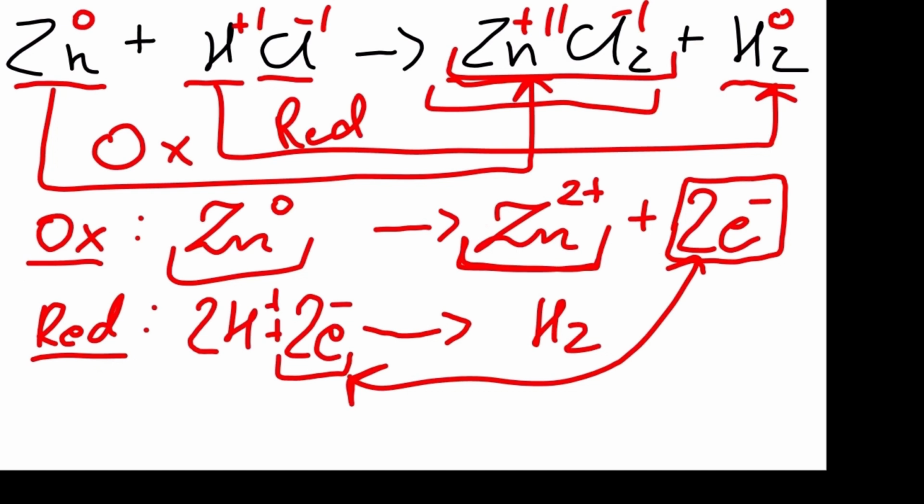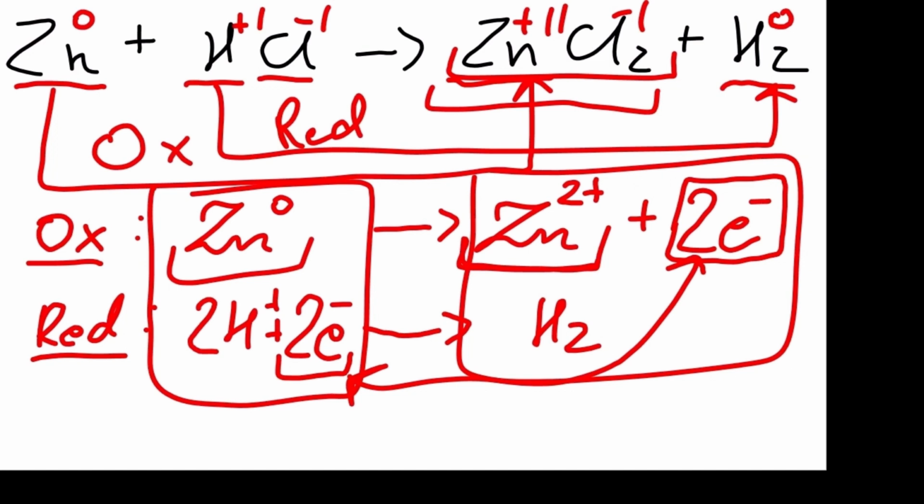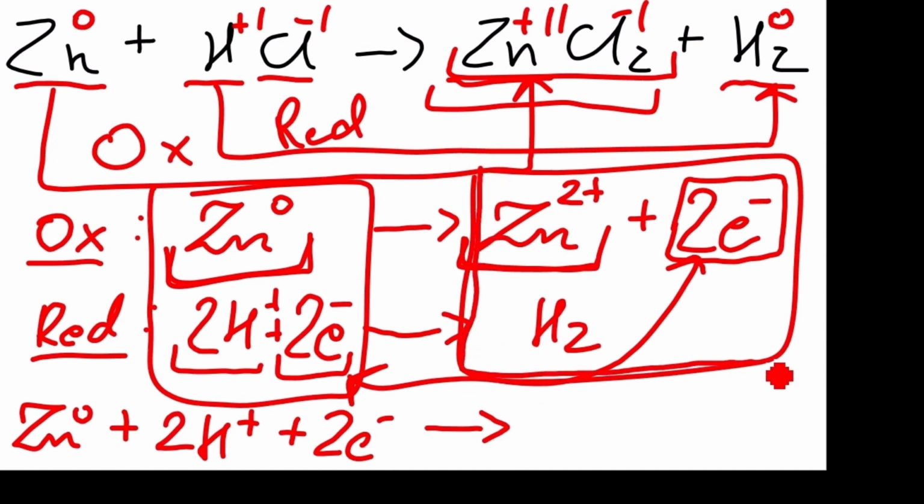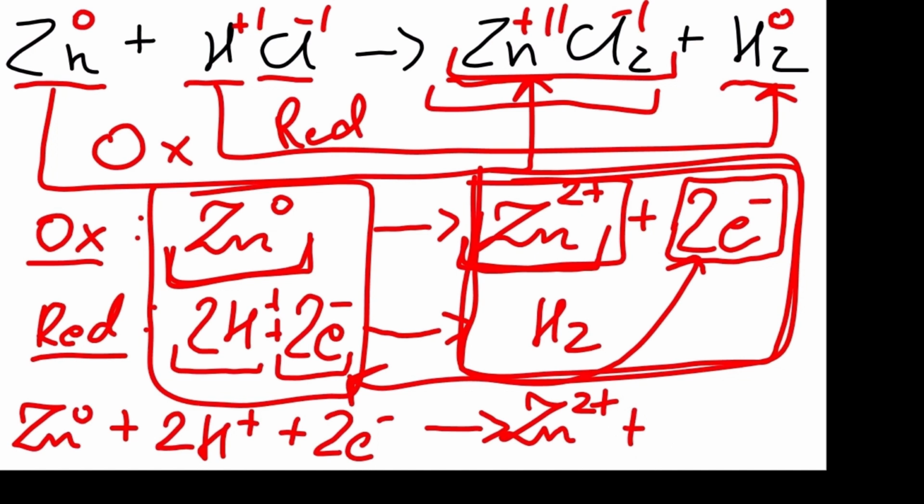Okay, so as you can see, in the case of oxidation and reduction, we have substrates on the left side of the arrows and products on the right side. So let's start writing it, starting from substrates: zinc metallic, so with the oxidation state equal to 0, plus 2 hydrogen cations plus 2 electrons give us products. In the products we have zinc cation plus 2 electrons plus hydrogen particle.